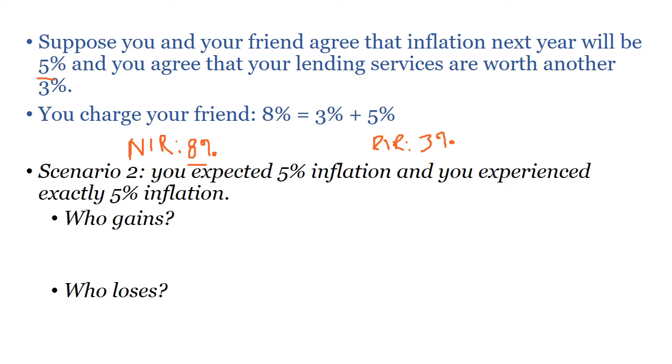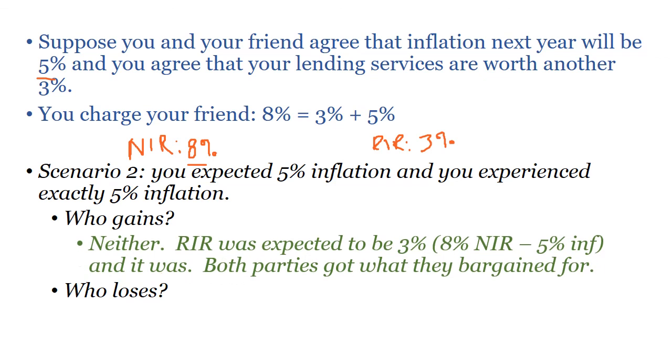So in order to figure out who gains and who benefits, we have to convert it to real. But neither one of us benefited. We thought real would be 3%. It is 3% because inflation was exactly what we agreed upon. So nobody benefits, nobody gains. It was what we thought it would be. We both broke even. You benefit 3% for your services. They paid you 3% for your services. Both of you were fine with that at the beginning, so nothing has changed.